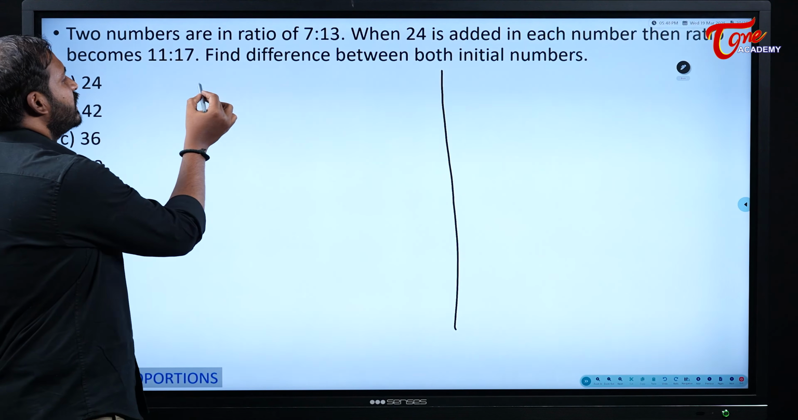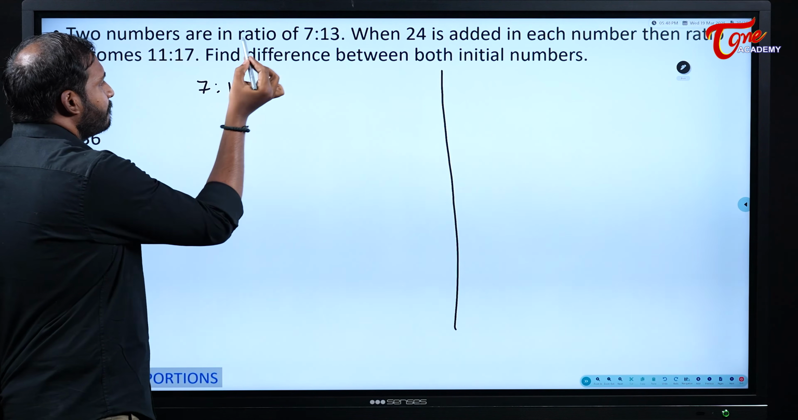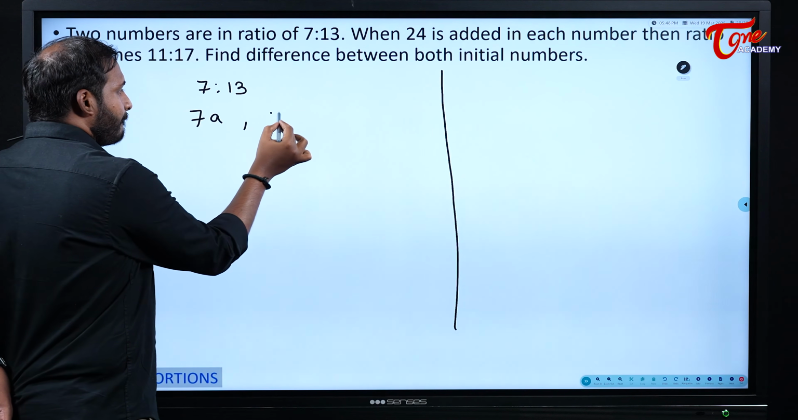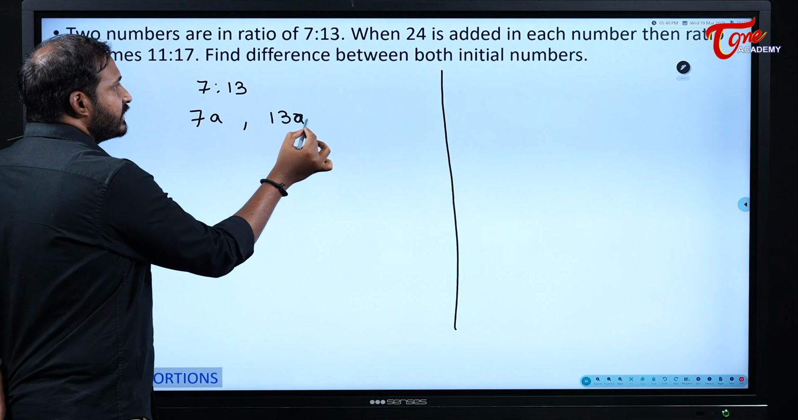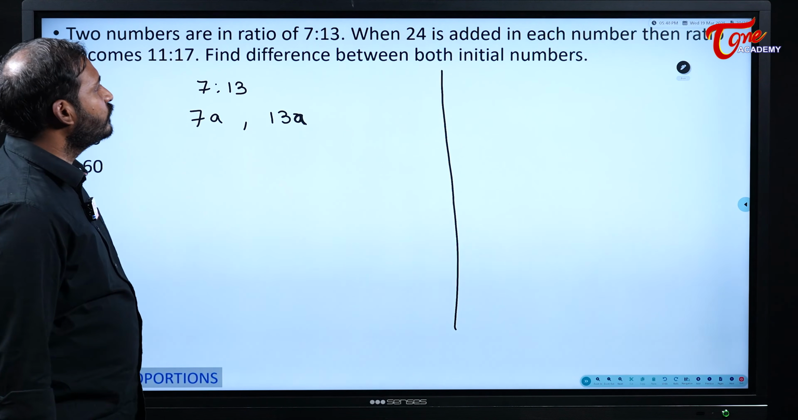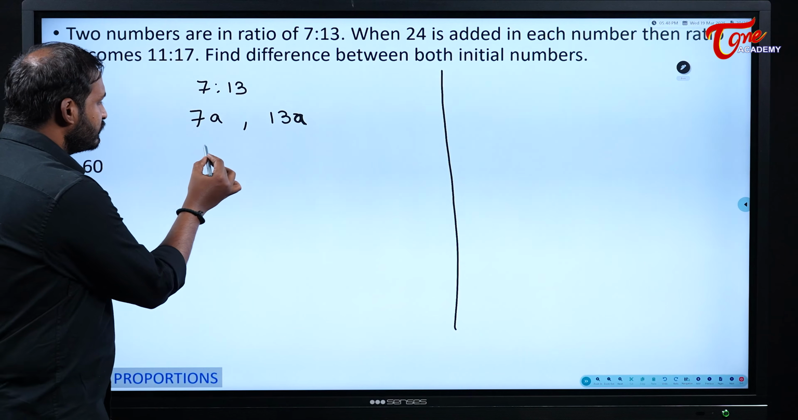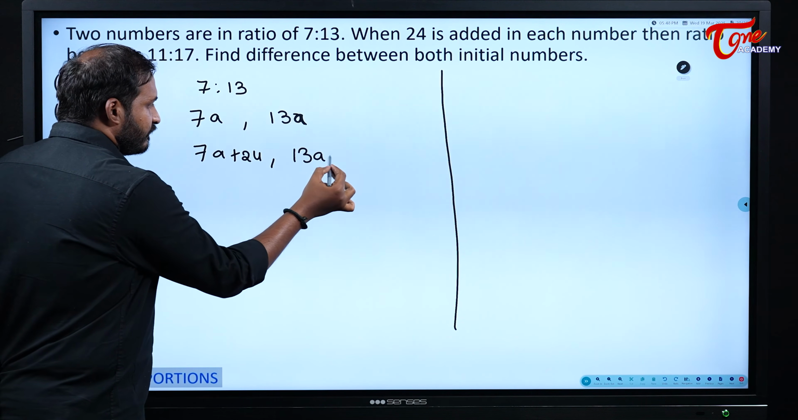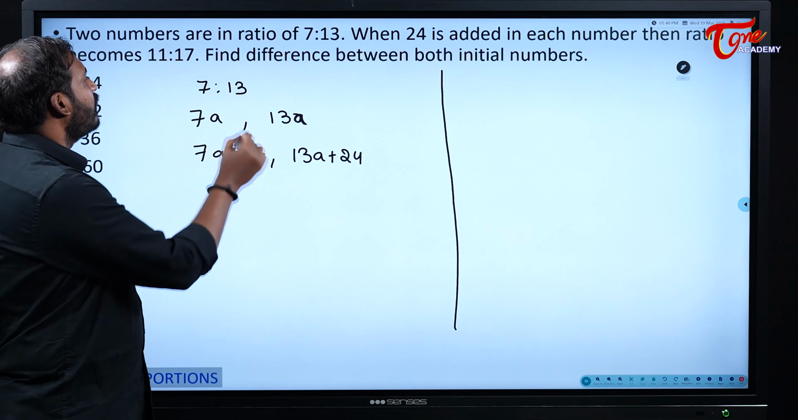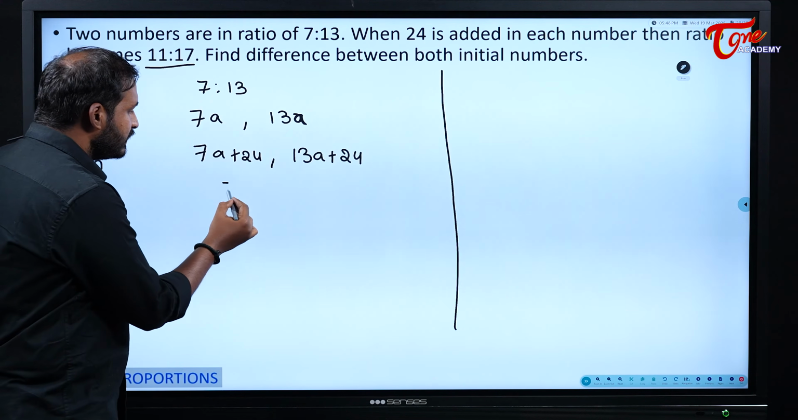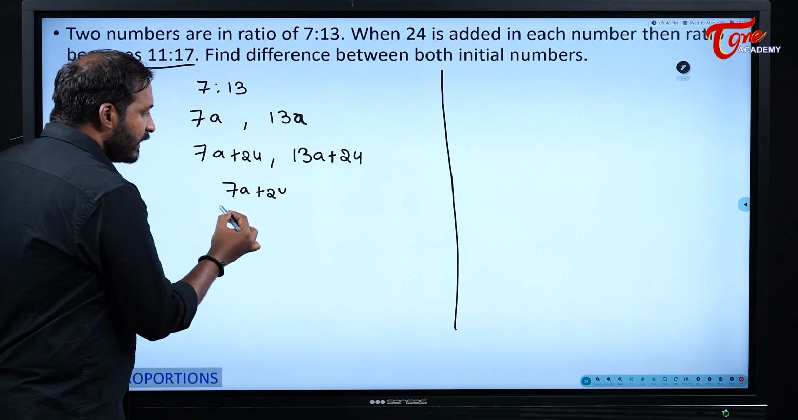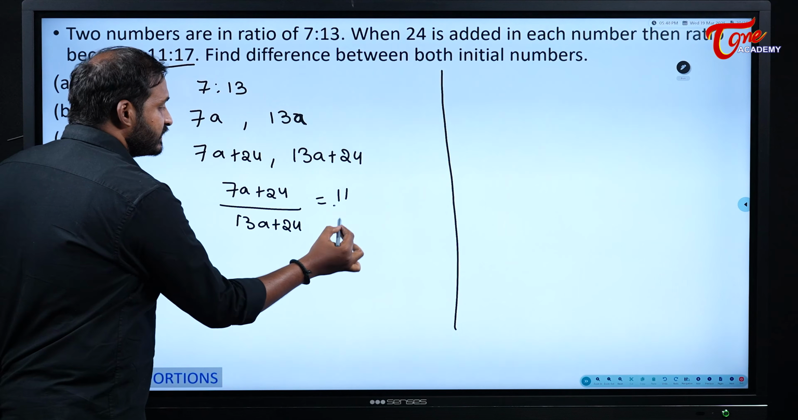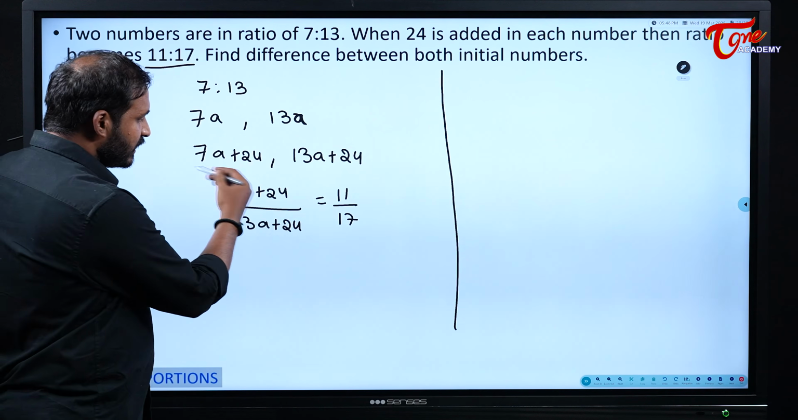Now the two numbers are in the ratio of what? 7 is to 13. That means the two numbers become 7a and 13a. Now 24 is added to both the numbers. That means 7a plus 24 and 13a plus 24. By adding this, the ratio became 11 is to 17. That means I can write (7a plus 24) by (13a plus 24) equals 11 by 17. Now cross multiply.